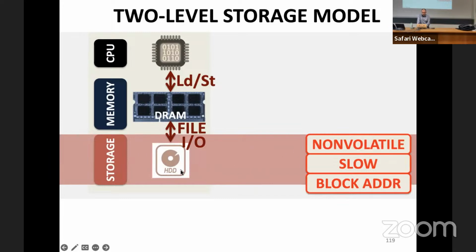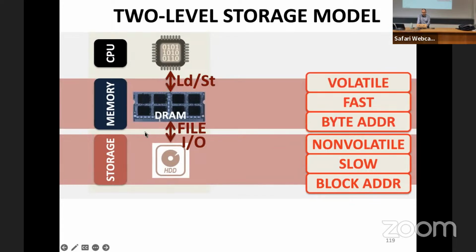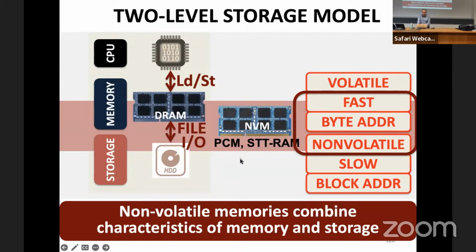We know that a hard disk drive is non-volatile, but it's slow and block addressable. And we know that DRAM is volatile, fast, and byte addressable. At the same time, there are non-volatile memories like PCM or STT-RAM that are relatively fast, at least compared to flash memory or hard disk drives. They are byte addressable and non-volatile. So now the question is: can we use these non-volatile memories to combine memory and storage such that we have one shared interface across them?